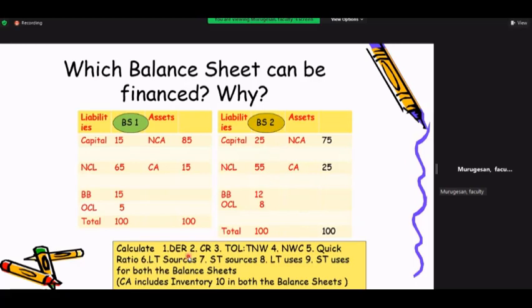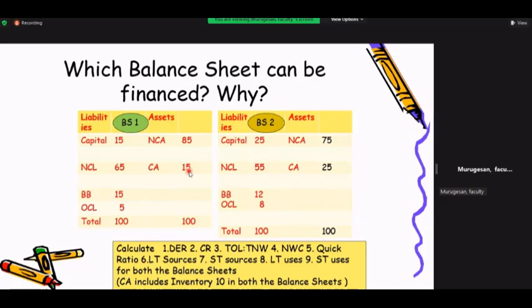Then the last one, quick ratio. Similarly, you can do the comparison. What is quick ratio? Quick assets. They have given only the entire thing as one head, CA, that includes inventory of 10 on both sides. For quick ratio, remember, inventory has to be excluded. Why? Because inventory may not become cash immediately. Inventory will become receivable, then receivable may become cash. So it will take more time to become cash. So for quick ratio, it is excluded.